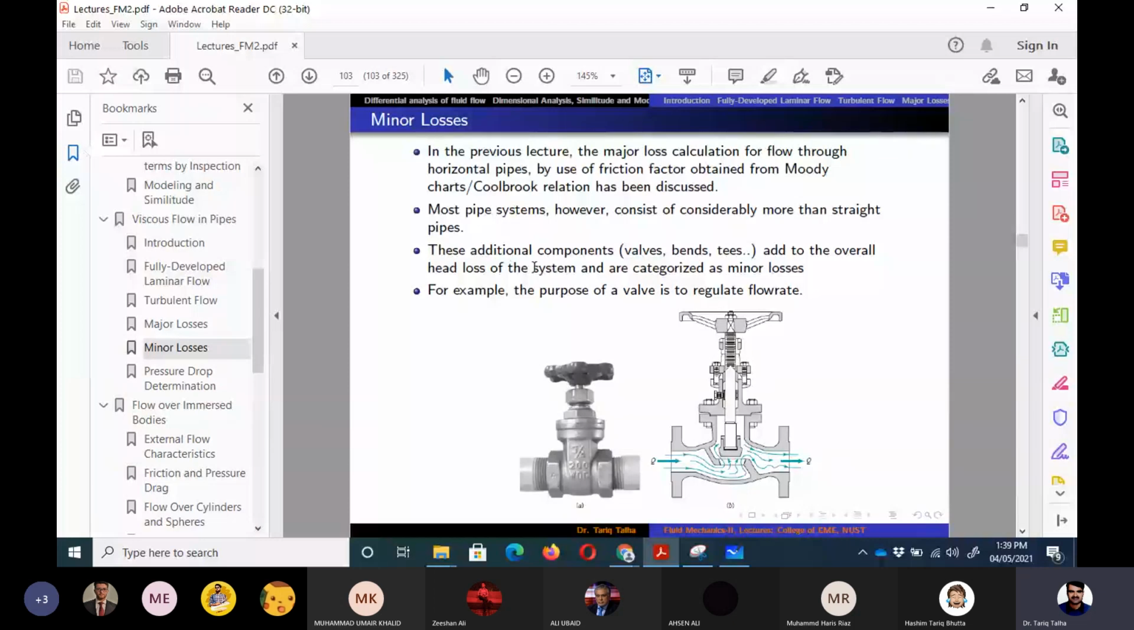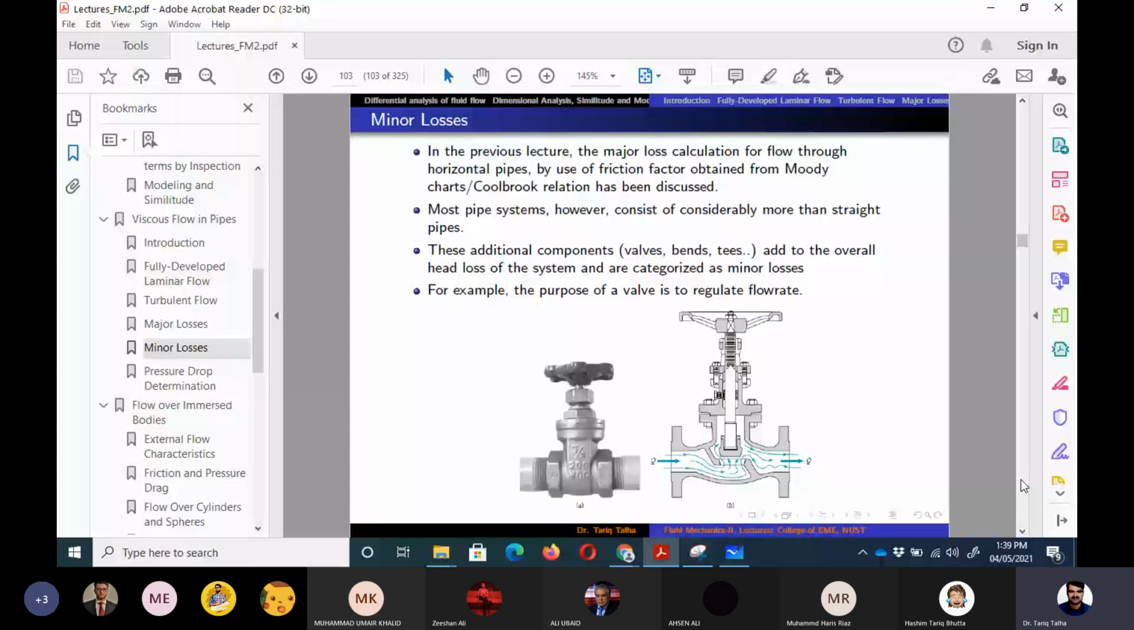So they usually add to the losses which the fluid experiences due to frictional effects. For example, if we talk about this valve which we usually see at our homes, the purpose of this valve is to regulate flow rate. Either we can increase it or decrease it. It's just the functionality to control the volume flow rate.